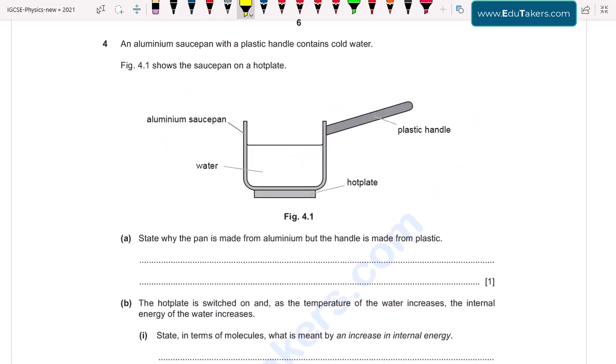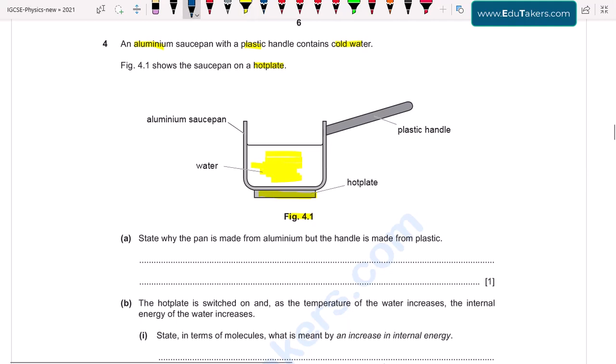Question number 4. An aluminium saucepan with a plastic handle contains cooled water. Figure 4.1 shows the saucepan on a hot plate. Part A. State why the pan is made from aluminium but the handle is made from plastic. So here is the figure 4.1 and this is the hot plate. It contains a large amount of heat because its temperature is very large, and there is a saucepan in which we have water. And this saucepan is made up of aluminium while its handle is made from plastic. So why is this so?